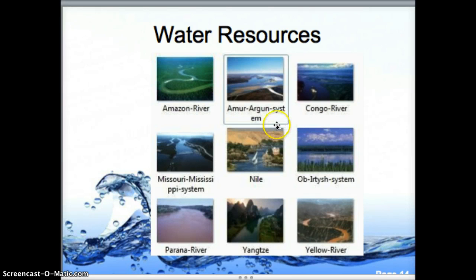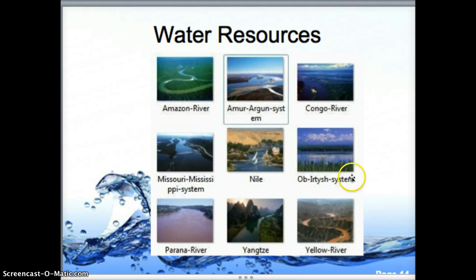The Amur River is located in eastern Russia and northeast China. The Congo River is in Africa. It's recognized as the deepest river, in some places over 600 feet deep, more than most lakes around the world. And it is in the country of Congo, Gabon, and it empties into the Atlantic Ocean. The Missouri Mississippi that we talked about in the U.S.